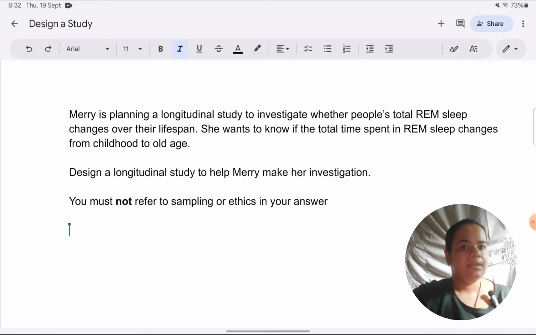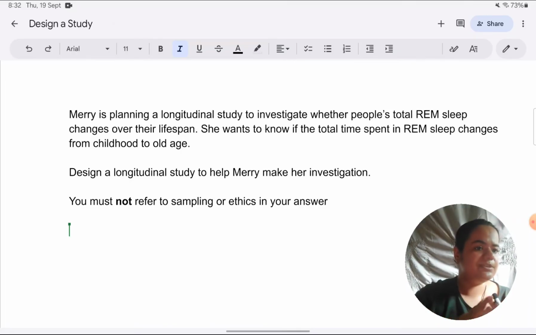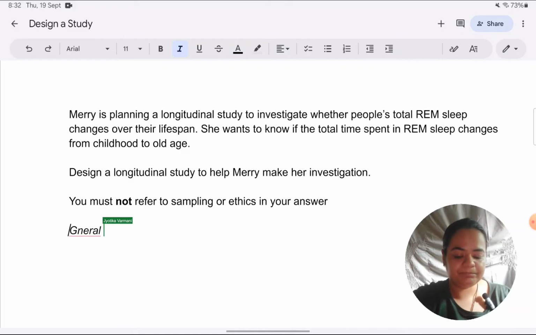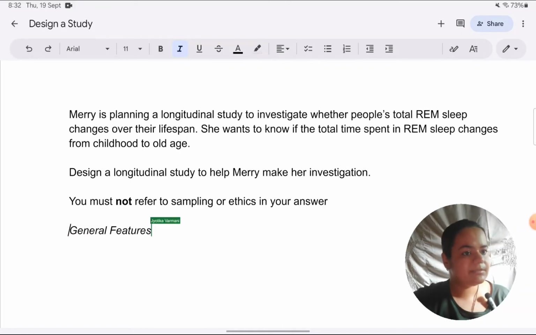As you know, there are some general features which need to be covered for all types of studies you're designing. So regardless of whether you are designing an experimental study, correlation, observation, whatever it is, there are some features which you have to cover. Students often ask me, do we have to only cover all these features? Because there are quite a few of them.